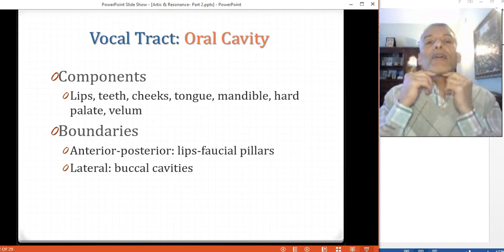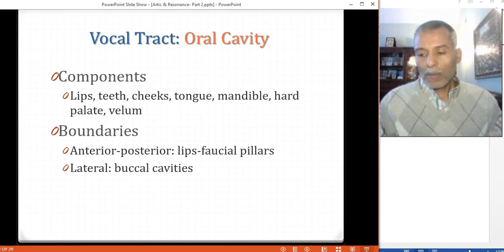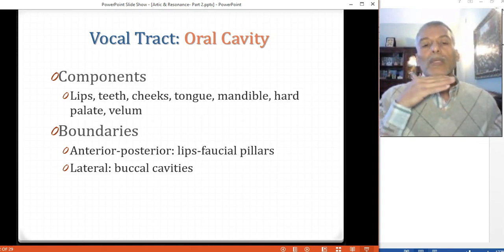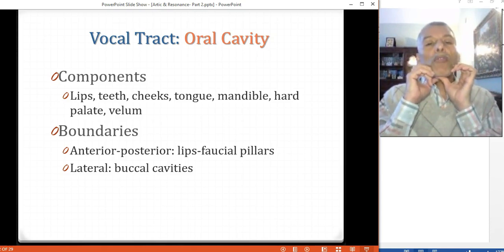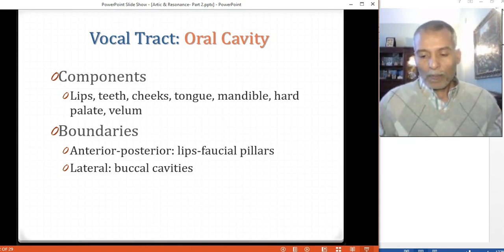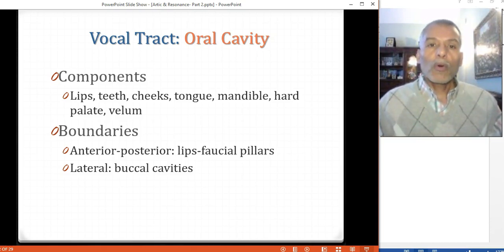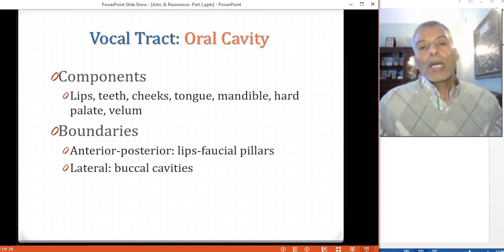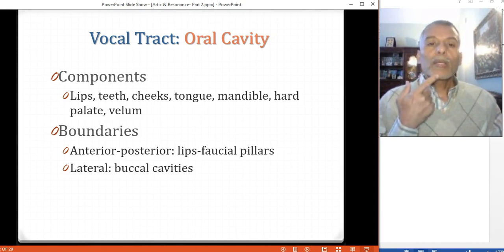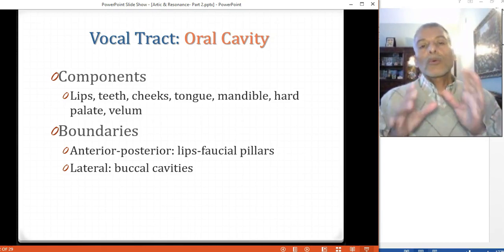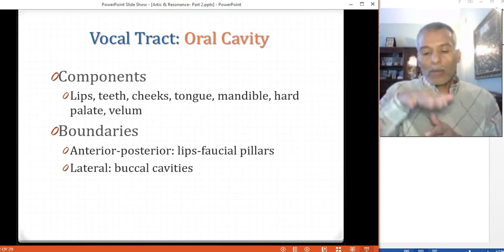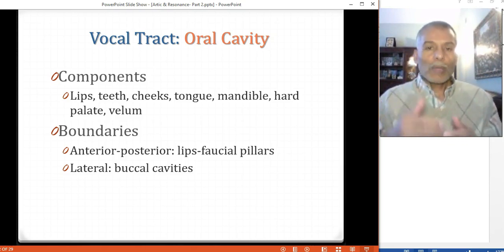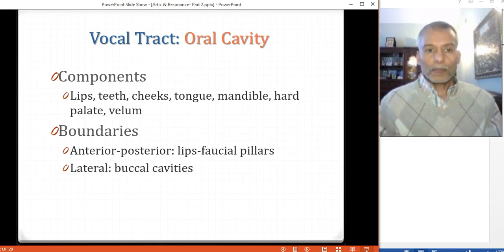Inferiorly, we have the muscles that make the floor of the mouth, basically a set of muscles that we studied before, including the geniohyoid muscle, geniohyoid. And of course, we have the genioglossus. So basically, the tongue sits on these muscles, and we are going to speak about the tongue in the next section.